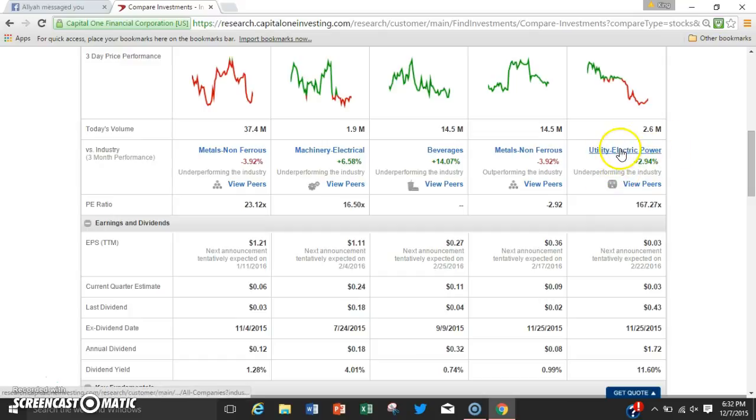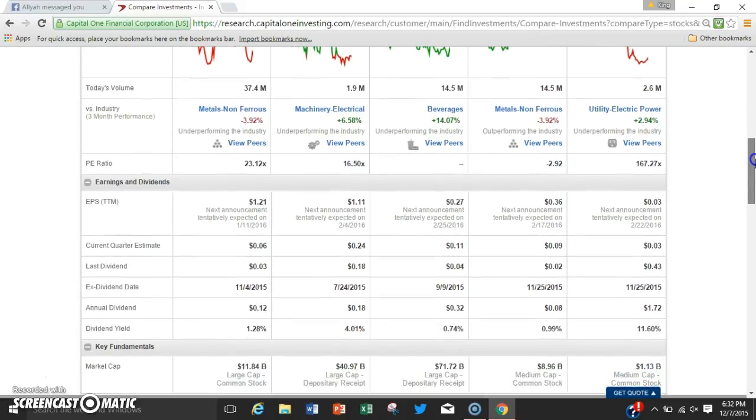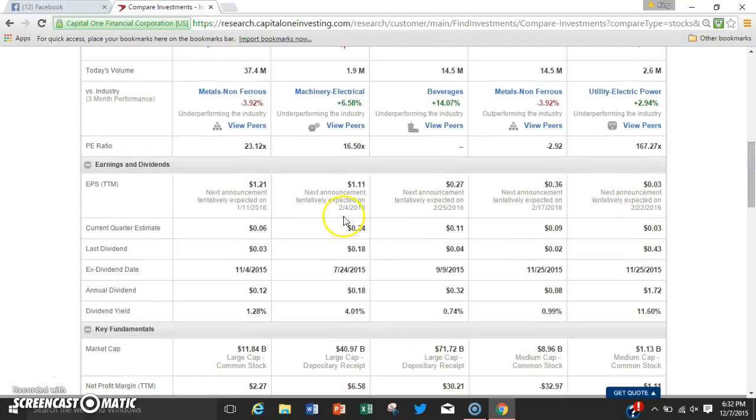Utility companies, I call them static companies. They don't really go anywhere. They're good for money, they're good for dividends and things like that, but utility companies don't usually go up or down much. Price to earnings. This is what they're expecting to make by these dates. This is how much they're expecting their stock to jump by these dates.